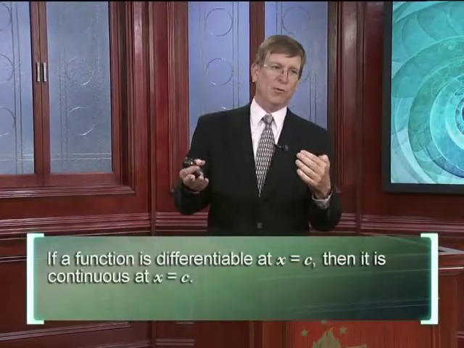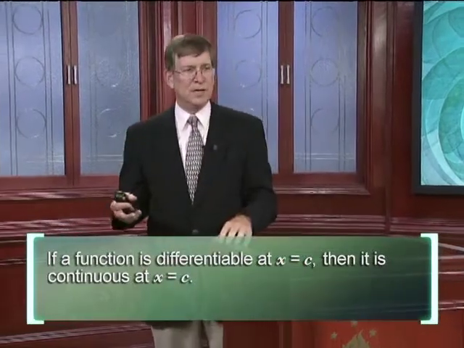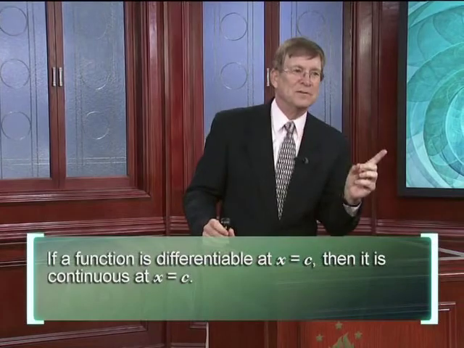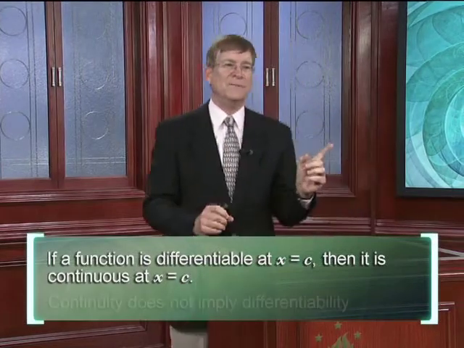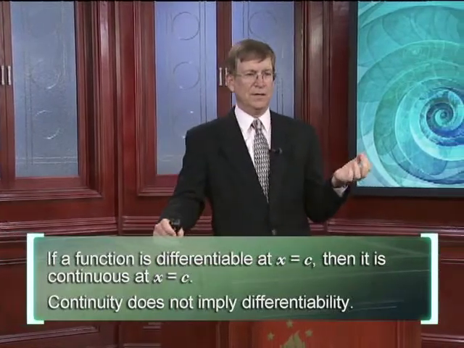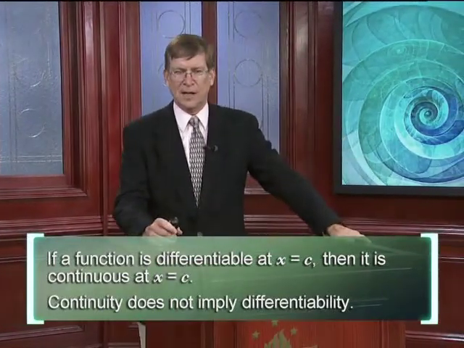Now, there is a relationship between differentiability and continuity. The theorem goes like this. If a function is differentiable at a point, then it is always going to be continuous at that point. But the converse is not true necessarily. Continuity does not necessarily imply differentiability. And we've seen that in those previous examples, that absolute value function was continuous at 2, but not differentiable at 2.